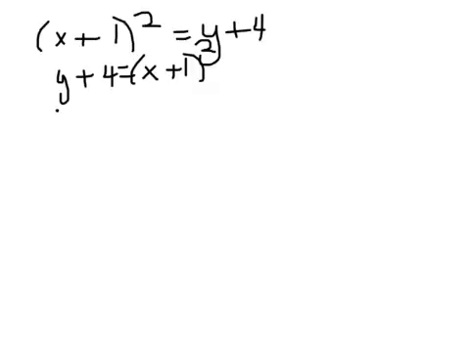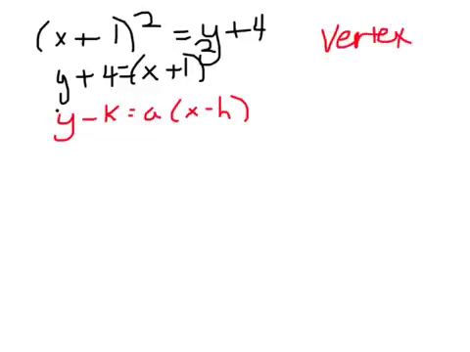Remember, vertex form is y minus k equals a x minus h squared. If you remember, my vertex is important to graphing, isn't it? My vertex is h, k. Okay? So my vertex, if you look at your h here, it's negative 1. Remember, it's the opposite of the way it looks in the equation. And if I look at my k, it's a negative 4. It looks like positive 4, but it's really negative 4.